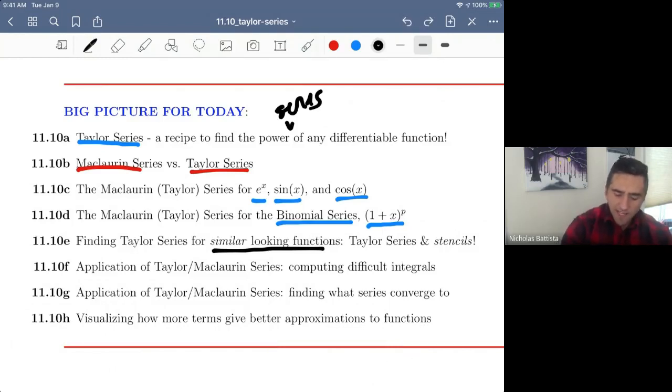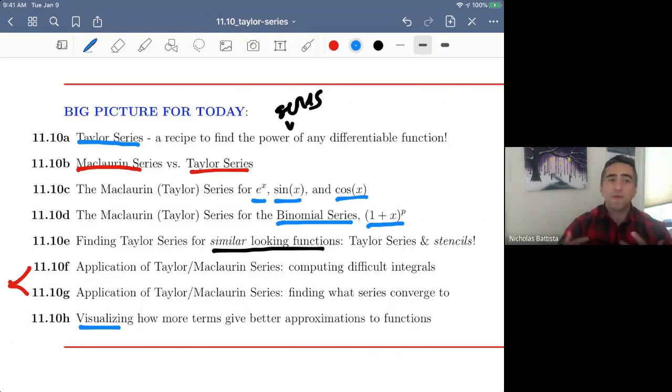And then we're going to start asking ourselves, what are some applications of Taylor series and power series in general? We're going to look at some applications revolving around computing difficult integrals, as well as figuring out what some of these infinite series may converge to, using what we learn about power series and Taylor series. And finally, we're going to visualize how adding more terms to the Taylor series also gives us a better approximation to the function itself, just like we did for power series.